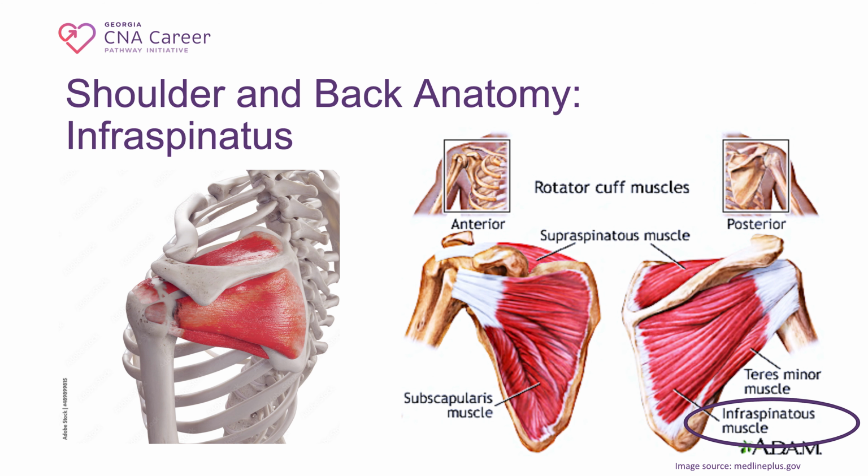The infraspinatus is located on the posterior portion of the shoulder. This muscle is responsible for the external rotation of the arm at the shoulder. From opening cabinets or putting a footrest on a wheelchair, these types of movements affect this muscle.